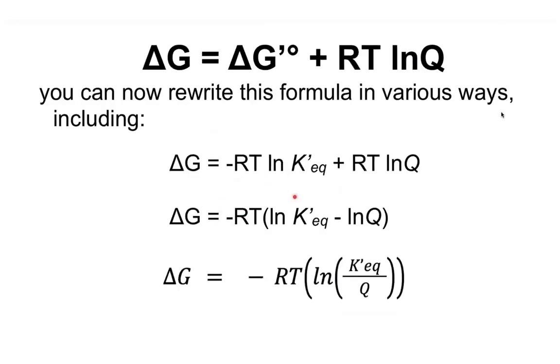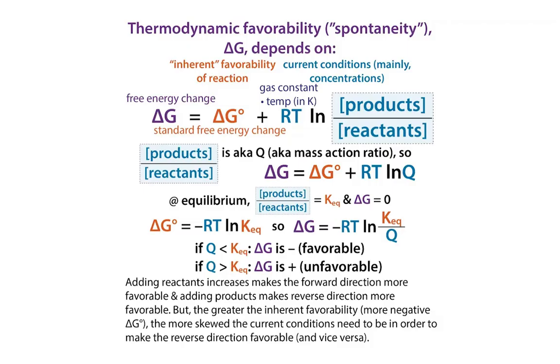We can rewrite this formula in various ways. And one of the ones that I find the most helpful is delta G equals minus RT times the natural log of KEQ over Q. Why I like writing it like this is because it shows explicitly how the delta G is related to and dependent on the ratio of your KEQ and Q. So it's not good enough to know how inherently favorable that reaction is under standard conditions. We need to know what the conditions are right now, because that's really what's going to drive what happens.